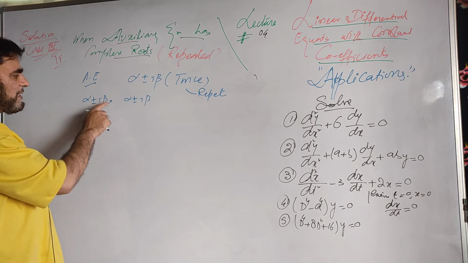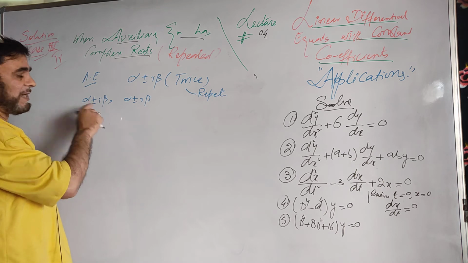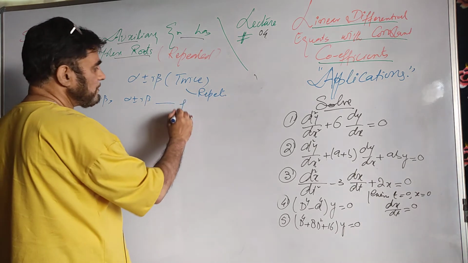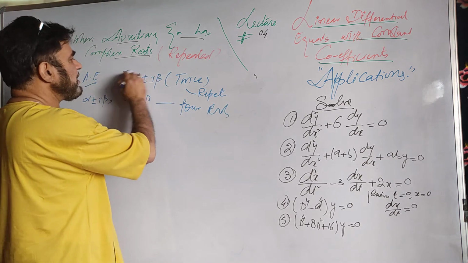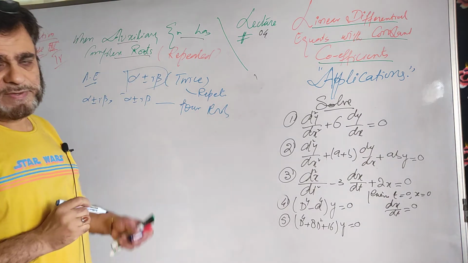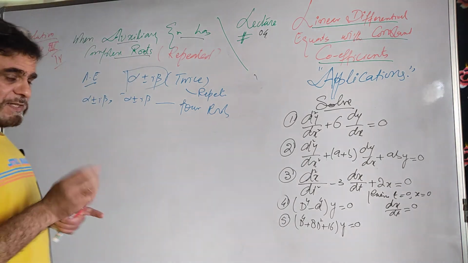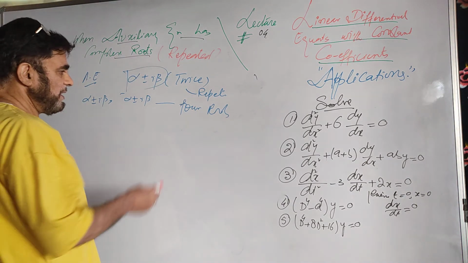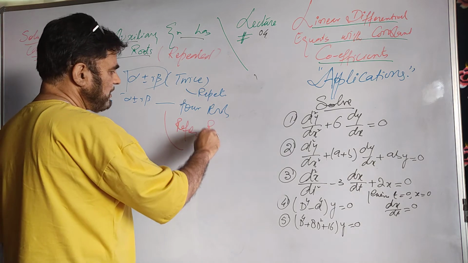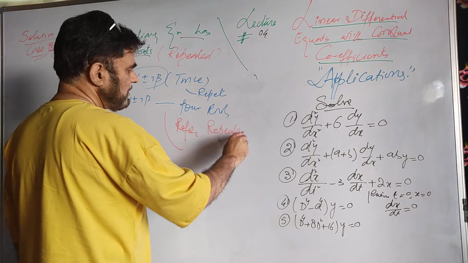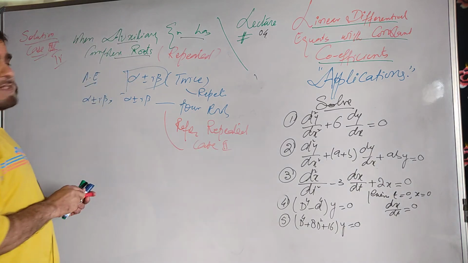These are actually 4 roots. In the earlier case, how many constants were involved? 2, C1 and C2, because there were 2 roots. Now you have 4. How will you involve them? It is the repeated case. I will not discuss it again. Refer to the repeated case, the second one that we have shared with you.